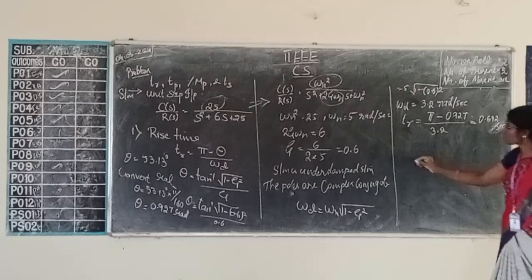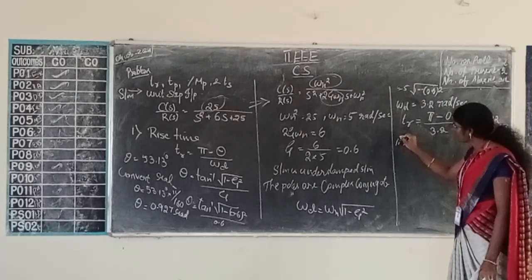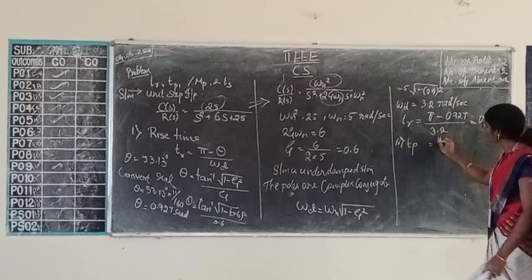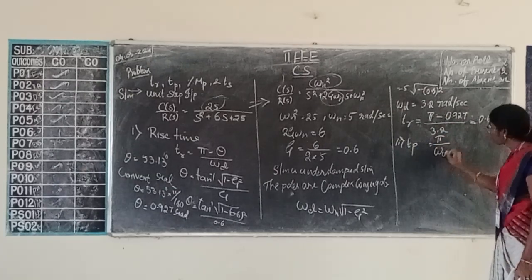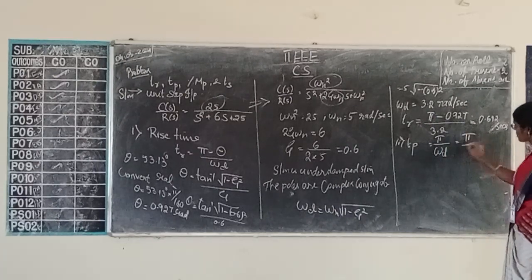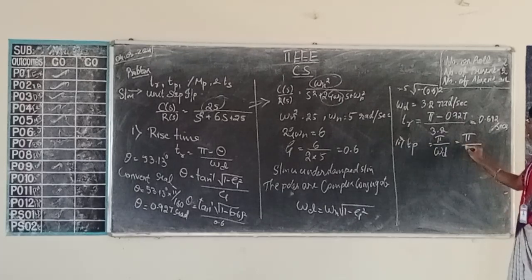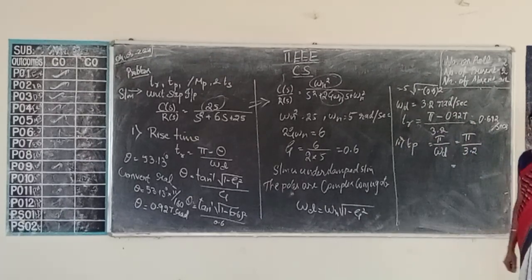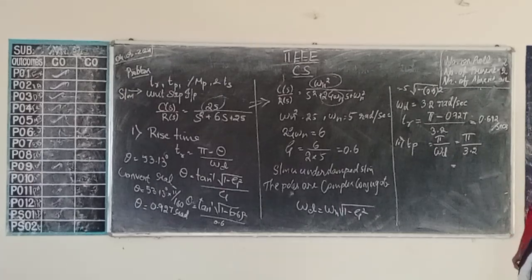Next, what do you have to calculate? Peak time. The formula is peak time equal to pi divided by omega d. So substitute the values: pi divided by omega d. If you substitute that, what will it be? Pi by omega d.